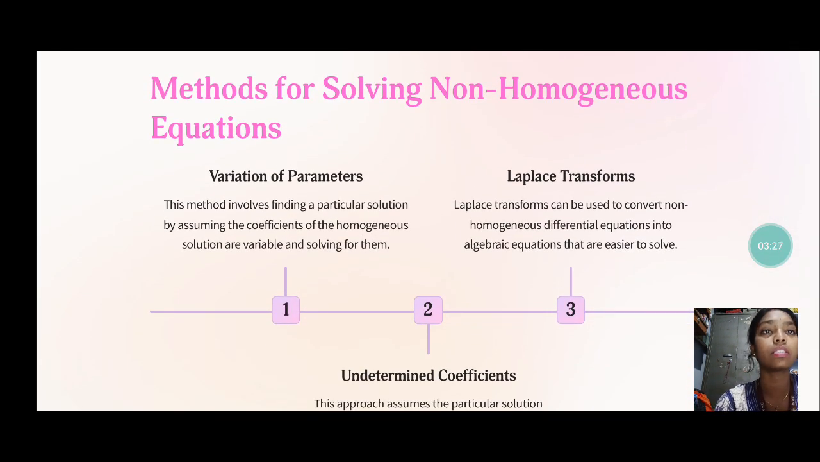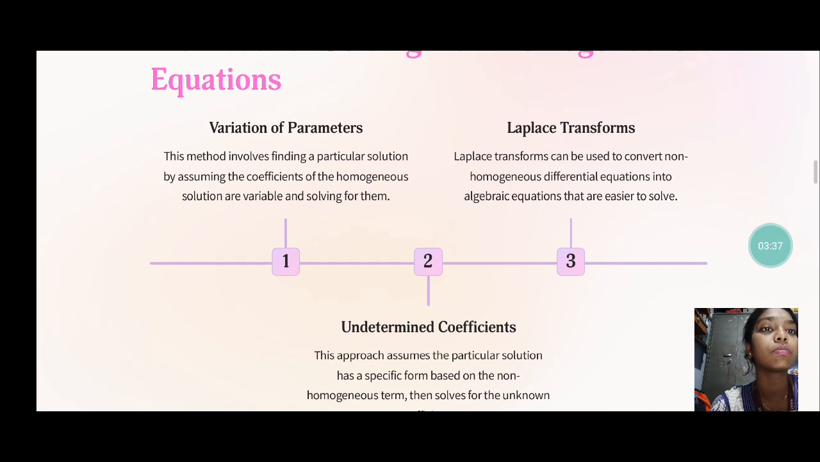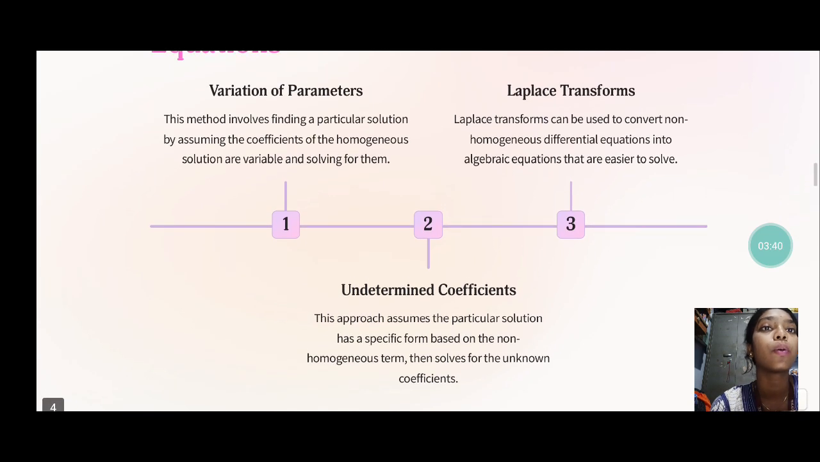Now we can see the methods for solving non-homogeneous equations: variation of parameters, Laplace transform, undetermined coefficients. Variation of parameters. This method involves finding a particular solution by assuming the coefficients of the homogeneous solution are variables and solving for them.